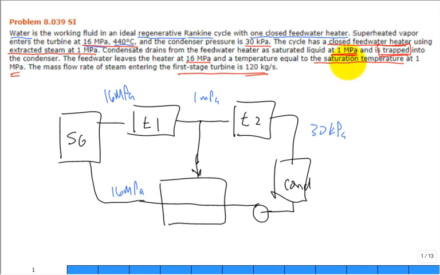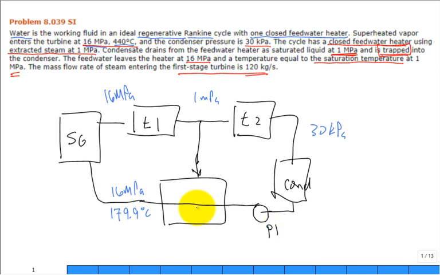And they tell us the temperature coming out for that feed water. It's the saturation temperature at 1 atmosphere. Not 1 atmosphere, 1 megapascal. And that comes in at about 179.9 degrees C. That's that TSAT. So right away you know that you only need one pump. You don't need two pumps.